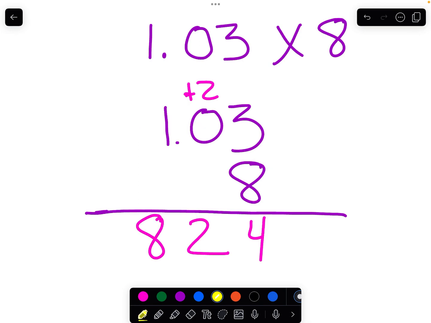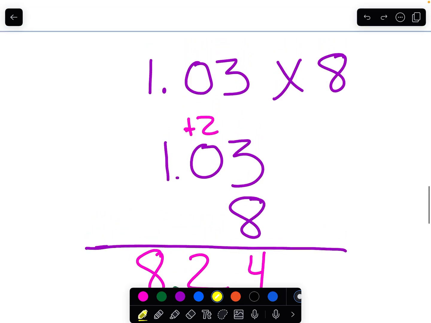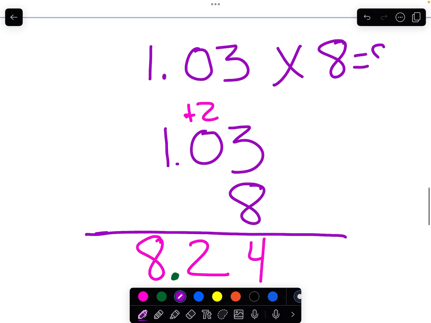And now I need to count the decimal digits. 8 doesn't have any decimal digits. It's just 8. But I've got 2 here, so my answer is going to have 2 decimal digits. So let me insert my decimal point so that it allows for 2 decimal digits. So my answer is 8.24. So 1.03 times 8 is 8.24.